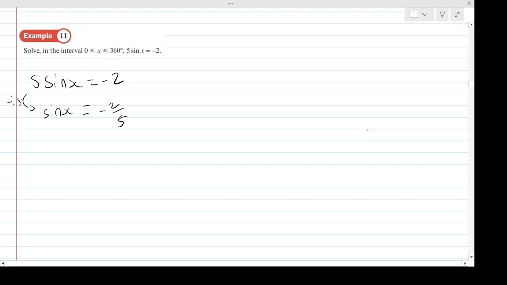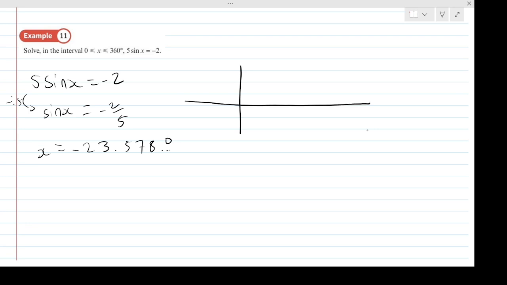Now again I'm going to do inverse sine. So if I do inverse sine of -2/5, I get minus 23.578 degrees, right? So then if I do the sine graph to help me, if I go between 0 and 360 degrees firstly, it'd be there.